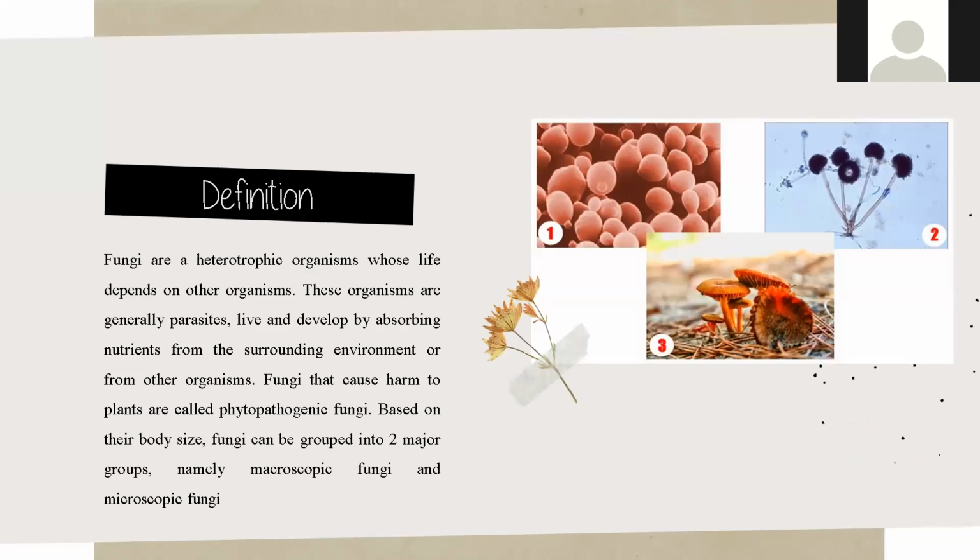Definition: fungi are heterotrophic organisms whose life depends on other organisms. The organisms are generally parasites, living and developing by absorbing nutrition from the surrounding environment or from other organisms. Fungi that cause harm to plants are called phytopathogenic fungi. Based on their body size, fungi can be grouped into two major groups, namely macroscopic fungi and microscopic fungi.